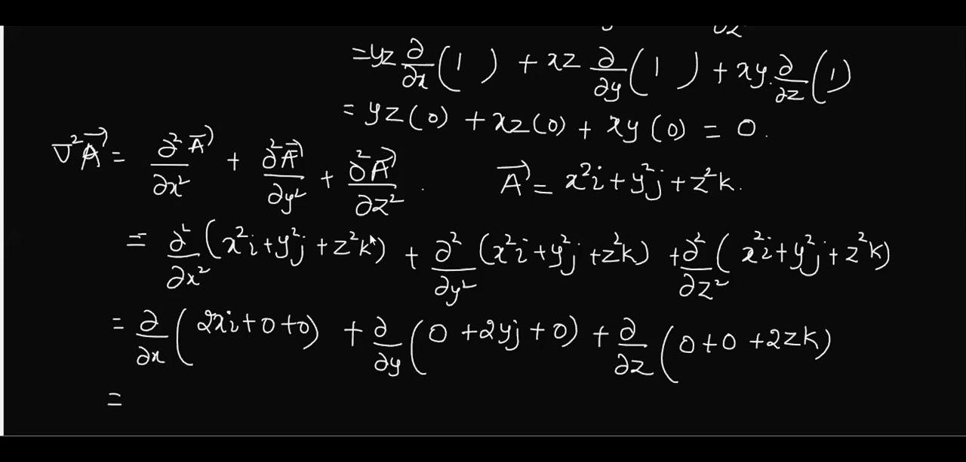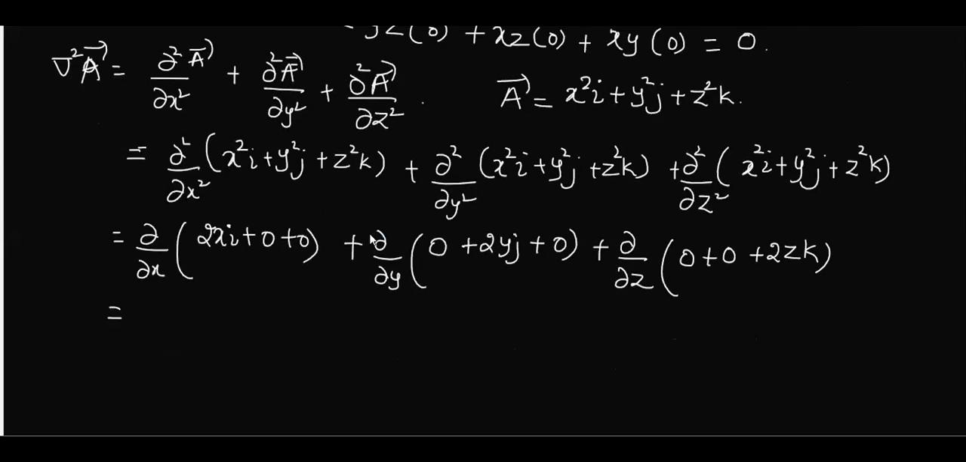Now here you can observe, is there anything common throughout? 2 is common. If you want, just take 2 common and write the remaining. If 2 is taken out, the remaining is xi. What is the derivative of xi with respect to x? i. Similarly, the derivative of this bracket with respect to y? j. And next is k. So this is again 2i plus 2j plus 2k. It is again a vector quantity.